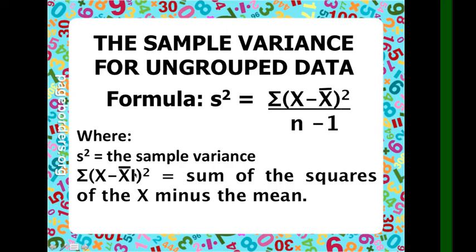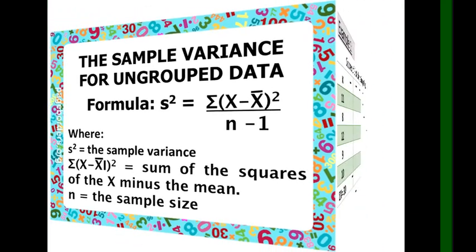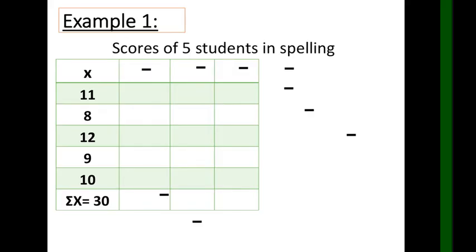There's no absolute value here, okay? Squared is equal to the squares of the x minus the mean, and n is equal to the sample size. Okay? Now let's have an example. For the scores of 5 students in spelling, we have 11, 8, 12, 9, and 10, and the total is 30. So that is the summation of x.